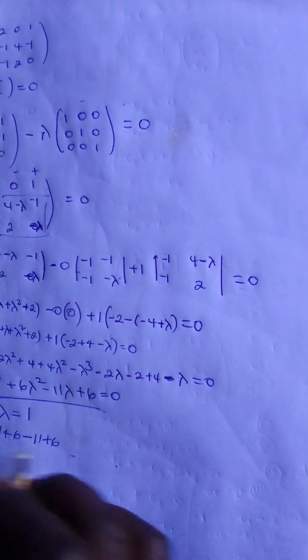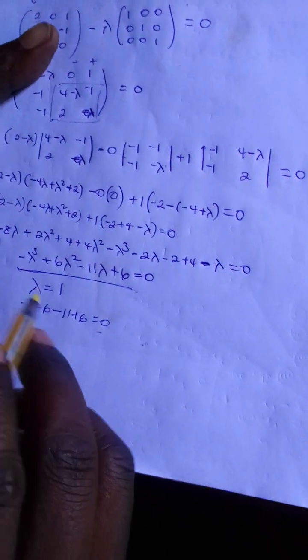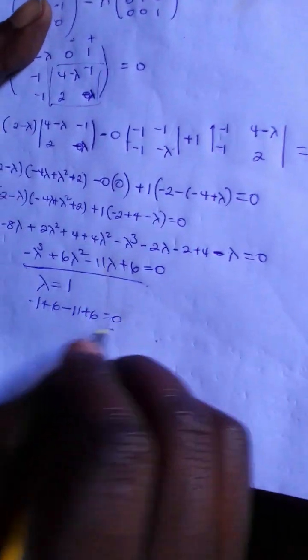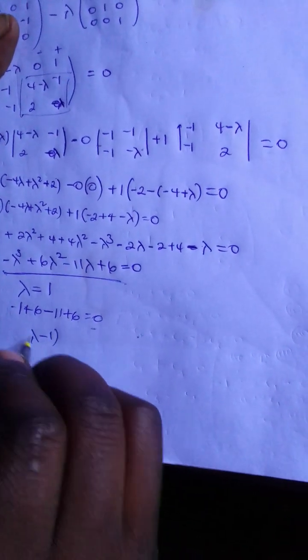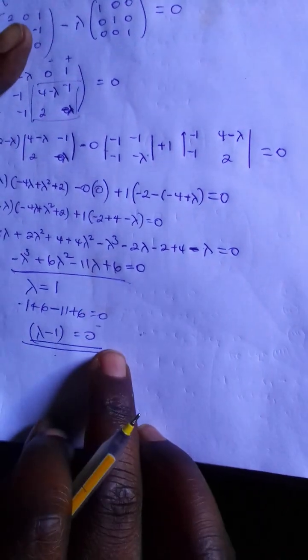When we add up this one, what do we get? It means that lambda equals 1, or lambda minus 1 equal to 0. This one is a factor of this equation.